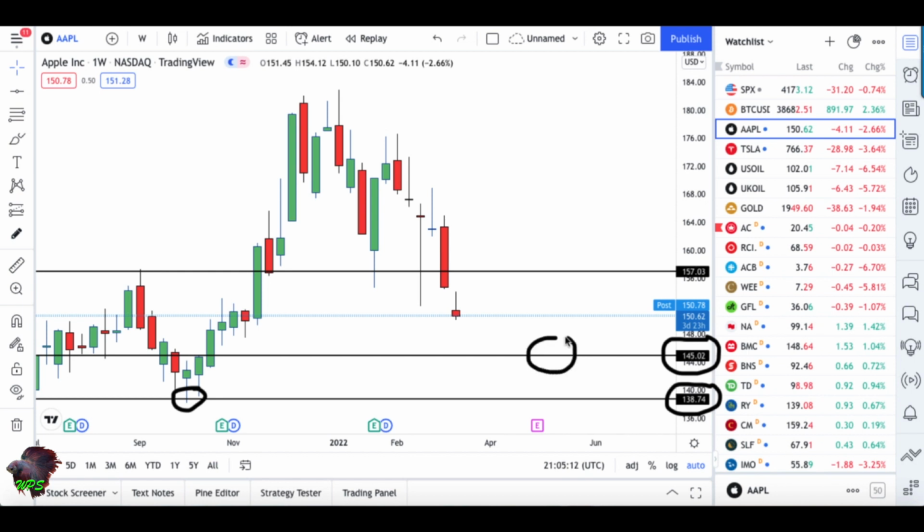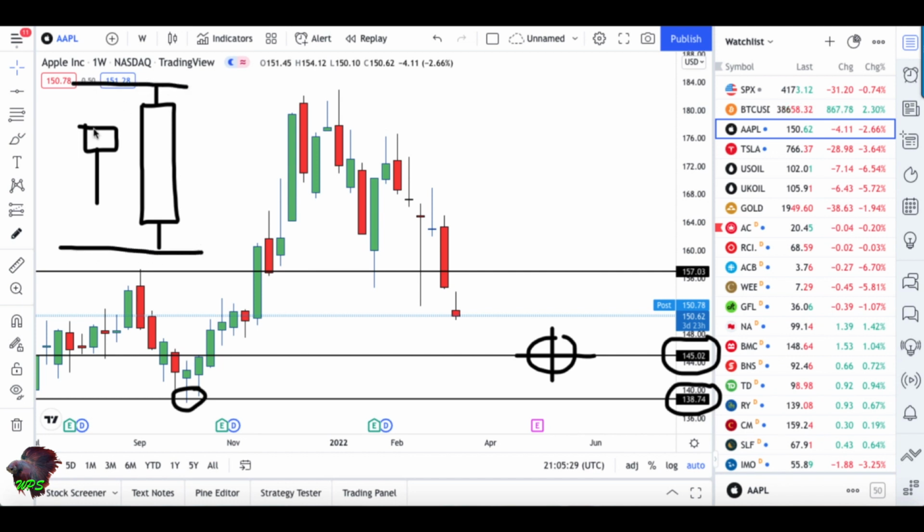We can buy it off of this area if we get a signal, and the signal, as I said, could be a pin bar, looking like that, or an engulfing bar like this. Have a huge body, small wicks, and fully engulfs the previous candle, which is this one here, okay? So these two signals I'm waiting for to happen at this level here. First level to look for to buy in is 145.02. The second level for me to buy in is 138.74. So these two areas I'm looking to buy in, okay?